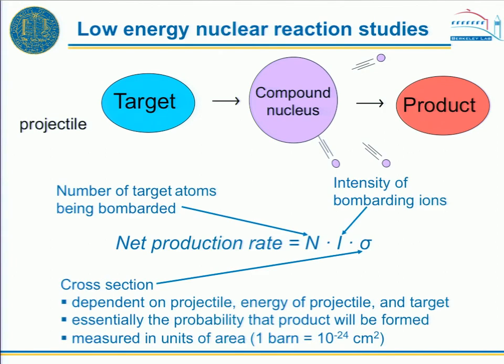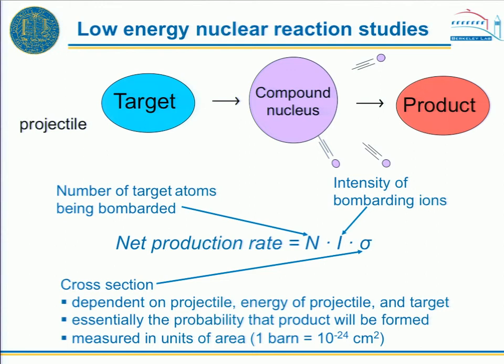If we're concerned with the production rate of our product, we have to look at a variety of things. First, the number of target atoms and the intensity at which we're bombarding with the projectiles, but also this term, which we represent as sigma, which we call the cross-section. And this value is essentially the probability for this nuclear reaction to happen. And it's very dependent on projectile, on the target, and on the energy of the projectile. And this value is measured in units of area.